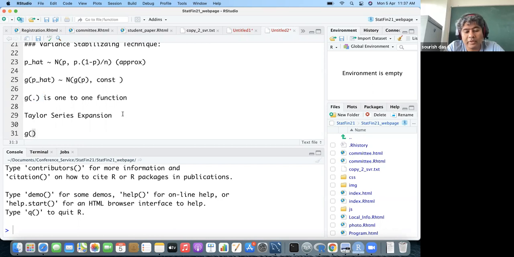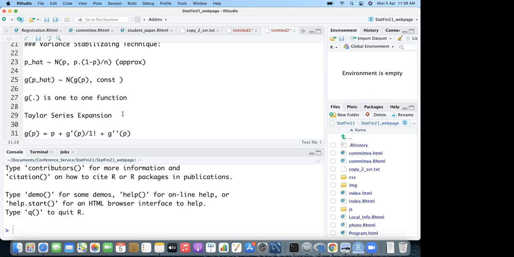Can I write it as G of some P equal to P plus G dash P, divided by 1 factorial, and then the second derivatives. So it's x minus a. If it's x minus a, then the derivative is calculated at a, and it's multiplied by x. Right?